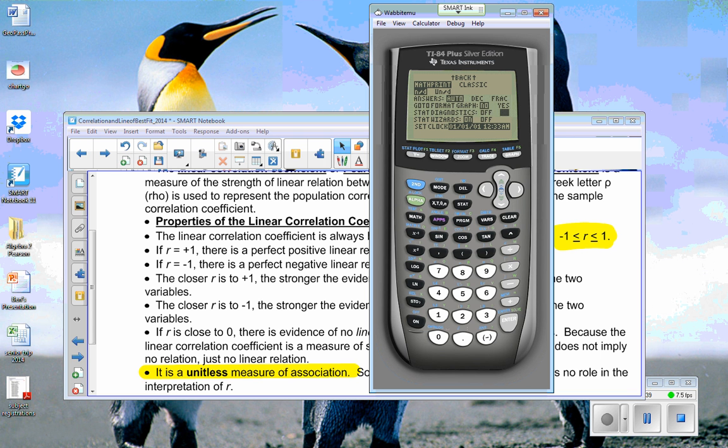R squared is something different. We are going to talk about R squared, but not today. It is something totally different. Okay? So again, stat, calc, option 8. And R should now show up. We have a correlation of 0.677. Is that strong? No. It is not very strong.